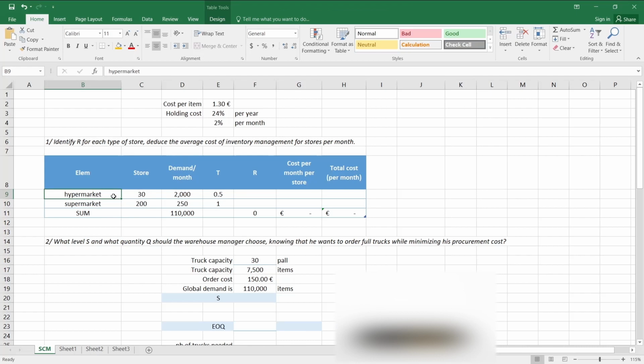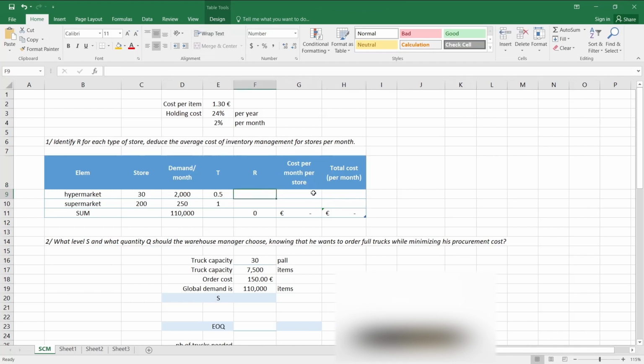So we know, for example, that we have 30 hypermarkets with a monthly demand of 2,000 items, and the hypermarkets are following a calendar periodicity of 0.5, which is half of a month. Whereas for the supermarket, we have 200 stores with a monthly demand of 250 items, and they are following a periodicity of 1 month. Okay, so the three elements that we need to calculate are the replenishment level, the cost per month per store, and then the total cost per month.